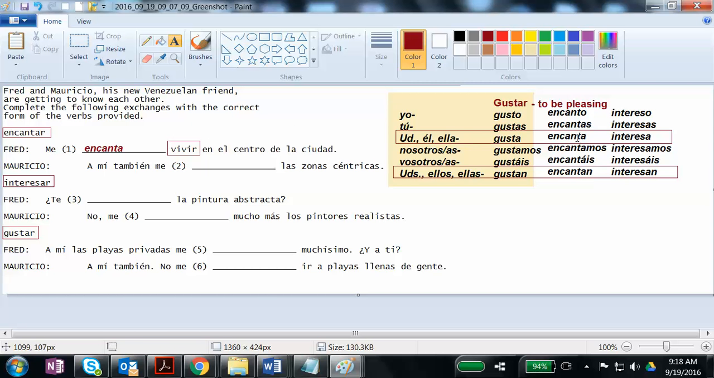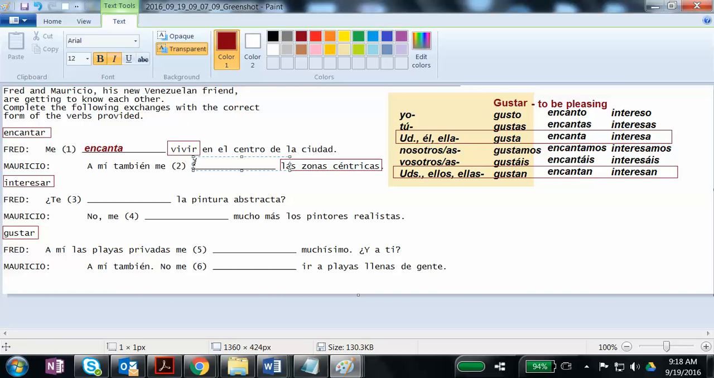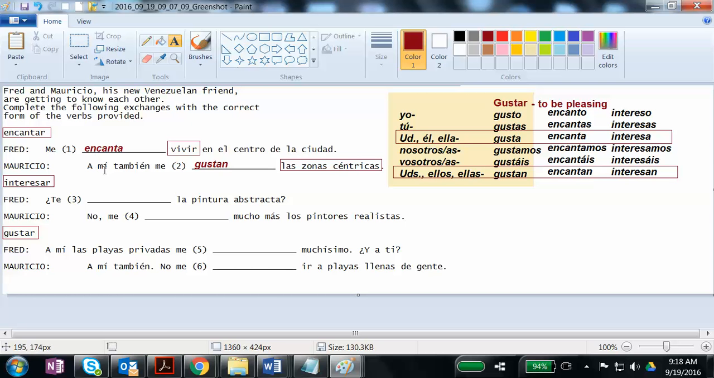Con gustar means so gustar is to be pleasing, encantar is to like really be pleasing, like to love, and then interesar is to interest. So Mauricio says, a mí también me blank las zonas céntricas, meaning he likes downtown as well. And so this time, he changed it around and said las zonas céntricas. That's plural. It's zones. It's an S. So we need to put gustan here. And again, that me lets us know that living in those central zones is pleasing to me. And then that a mí also, that reiterates the me.